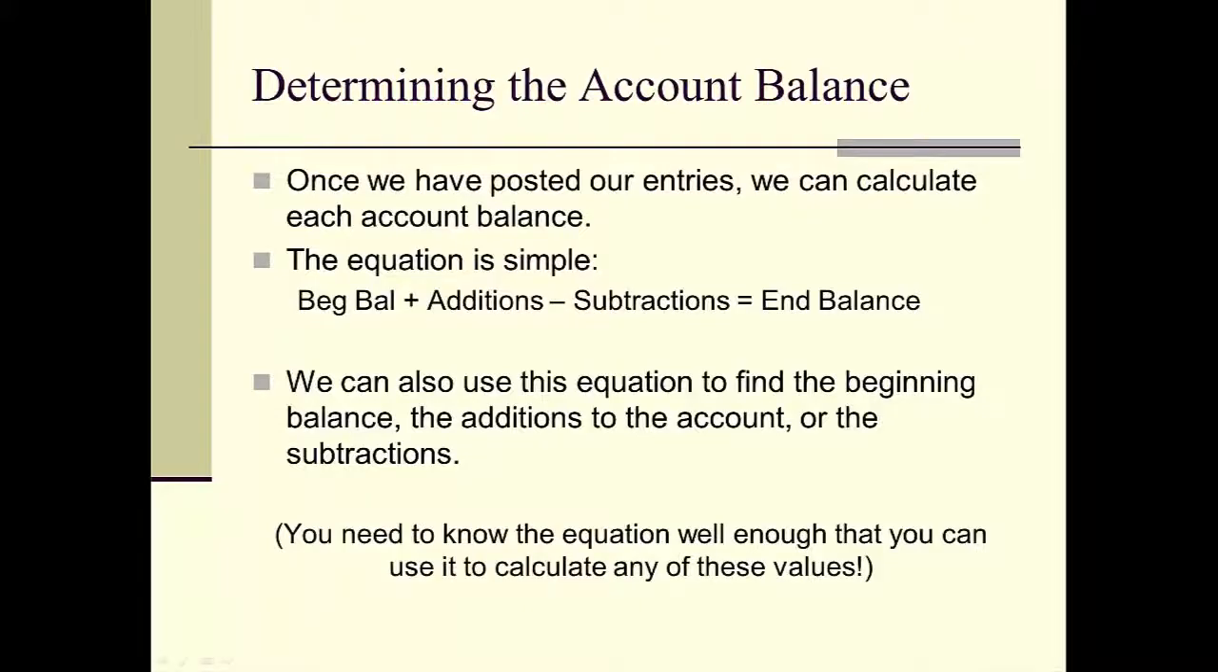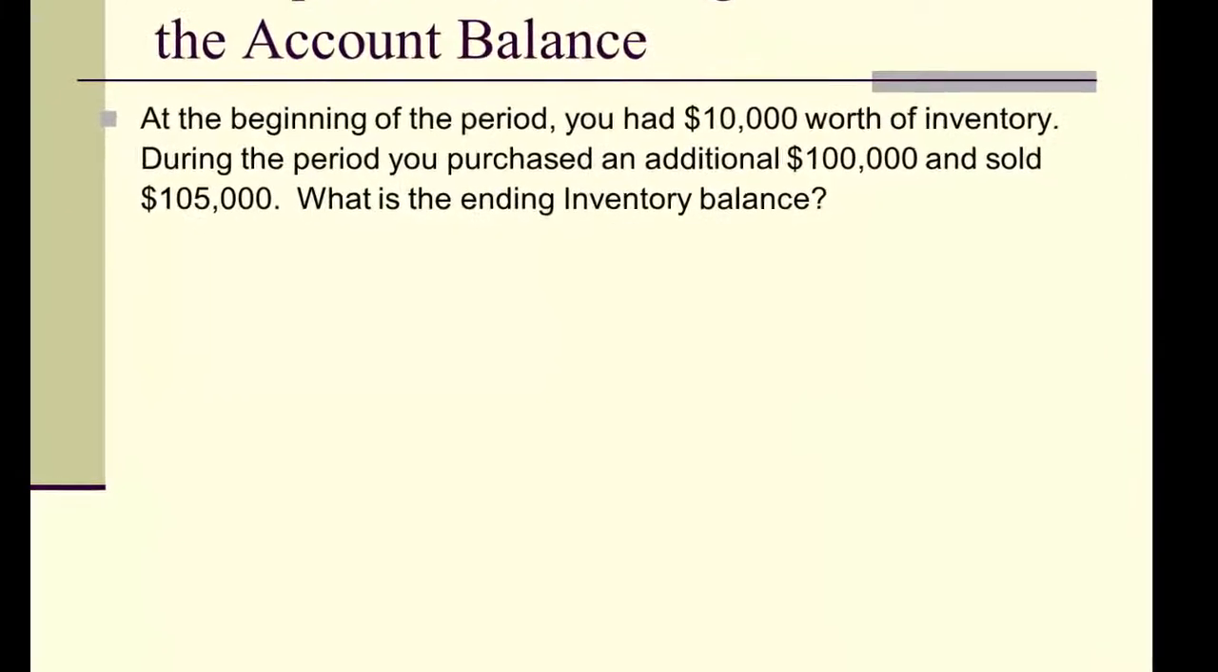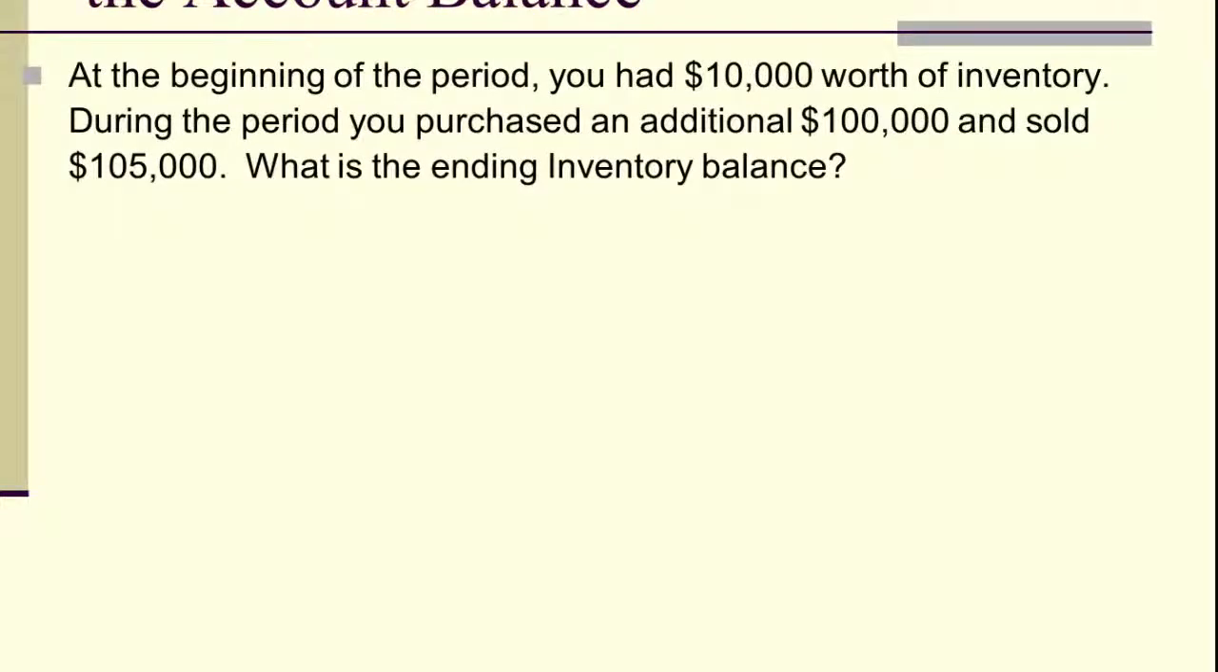Let's do the first one together. So at the beginning of the period, we had $10,000 worth of inventory. During the period, we purchased an additional $100,000 and we sold $105,000. We want to know the ending inventory balance. And this is what you would do normally as part of the accounting cycle, just getting to the end of the cycle and creating this ending balance to use in your trial balance. So there's 2 ways you can do this, and it depends on you.